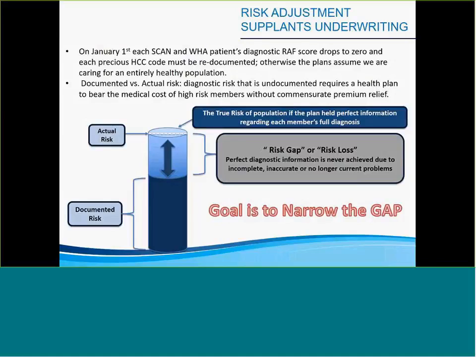So I have to read all the words, but there's two important points. One is if you've documented someone's HCC code, such as stroke with hemiparesis in 2017, in January 2018 Medicare thinks they are no longer hemiparetic unless you document again. So what we do is take that documented risk, which is the dark blue, and work with the codes that you already provide care for to reach up to the actual risk. So that's our risk gap or risk loss.